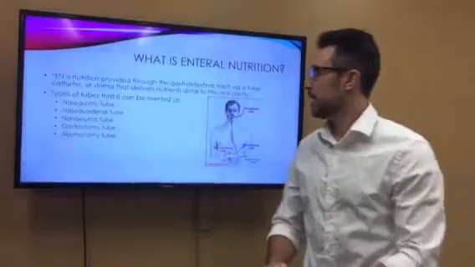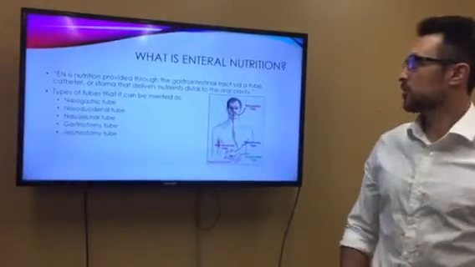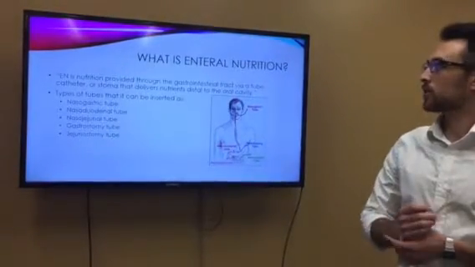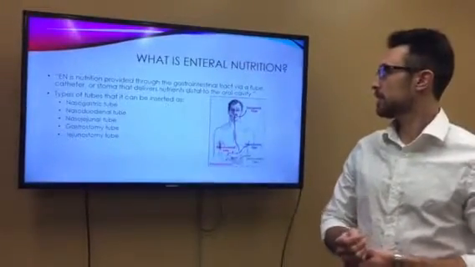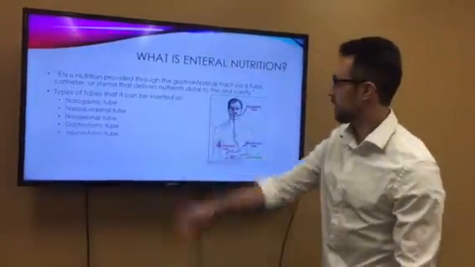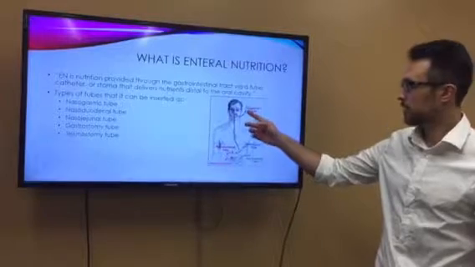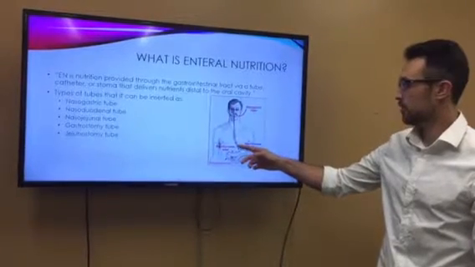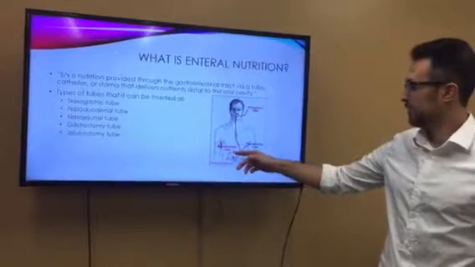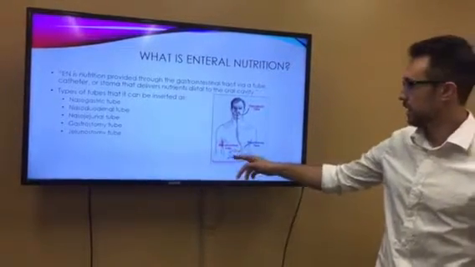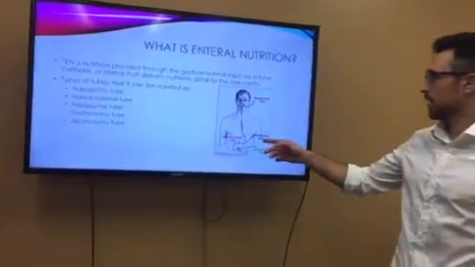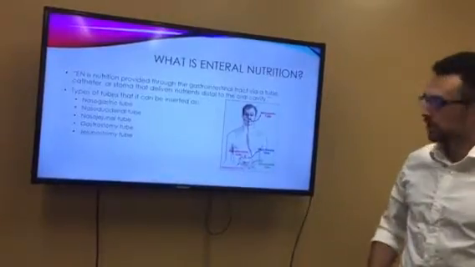So what is EN? EN, as described in ASPEN, is nutrition provided through the gastrointestinal tract via a tube, catheter, or stoma that delivers nutrients distal to the oral cavity. These are the different ways that EN can be administered. It can be administered through the nasogastric tube, which travels down to the stomach, and it goes into the nasoduodenal tube to the nasojejunal tube. It can also be surgically inserted through the gastrostomy tube or a jejunostomy tube.